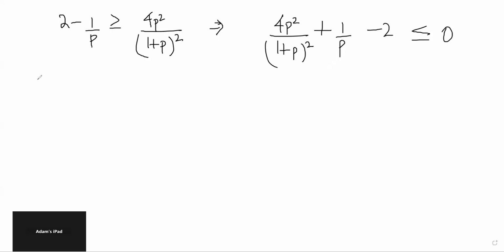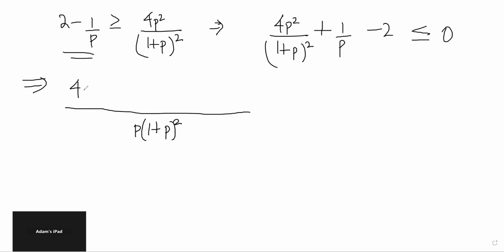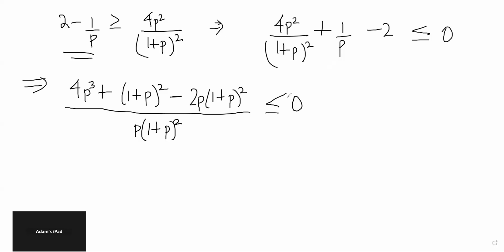Bringing both of these terms to the other side, we'll take a common denominator p into (1 plus p) whole square. You are getting here 4p cube, then plus (1 plus p) whole square minus 2 times p into (1 plus p) whole square. Correct?